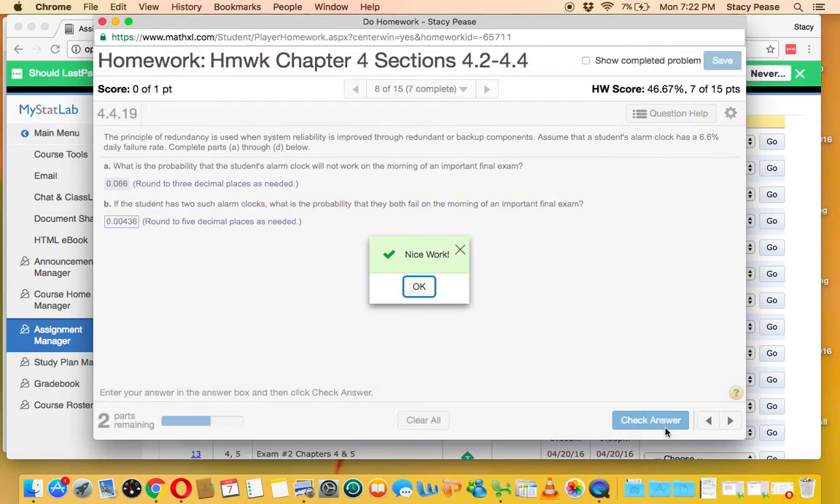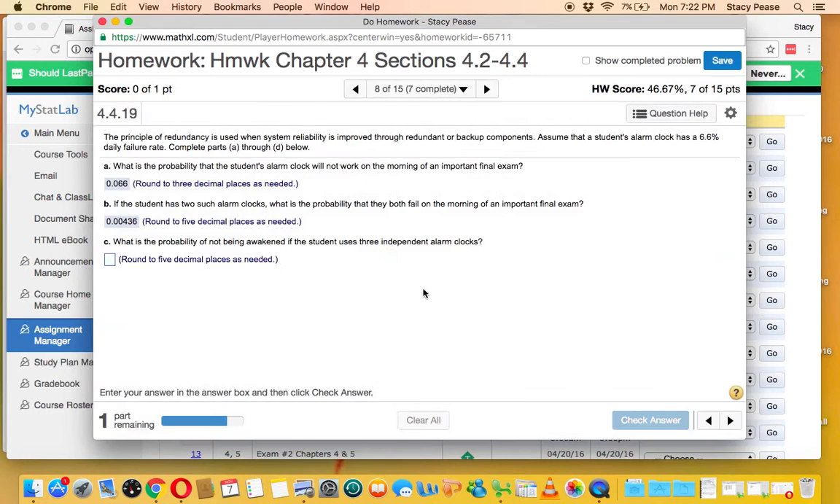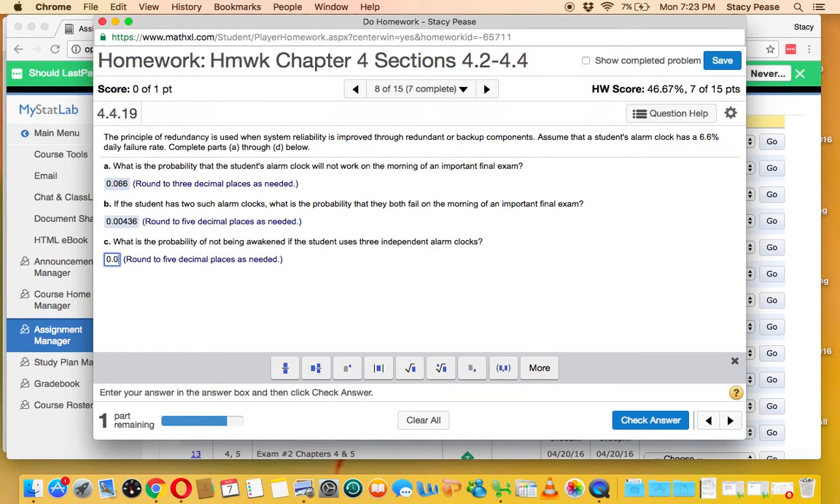Okay, great. Now, for this next question, they want us to do it for 3 alarm clocks. So this was 1 alarm clock, 2 alarm clocks. Now we're going to do 3. So you're going to take 0.066 and you're going to cube that. So you're going to multiply it by itself 3 times. And here you're also going to round to 5 decimal places. Okay, great.